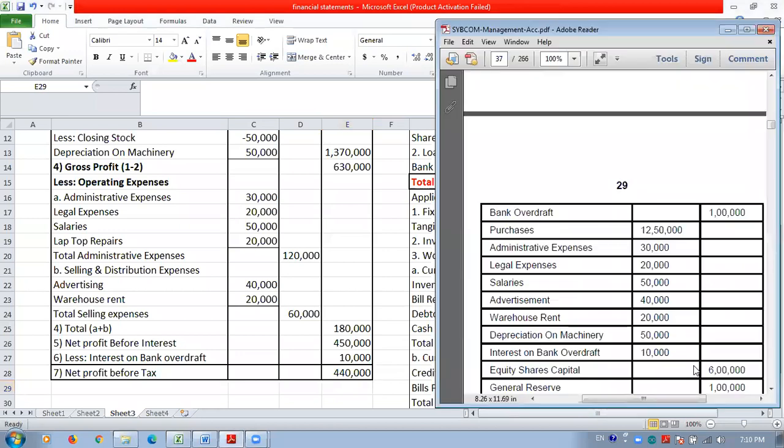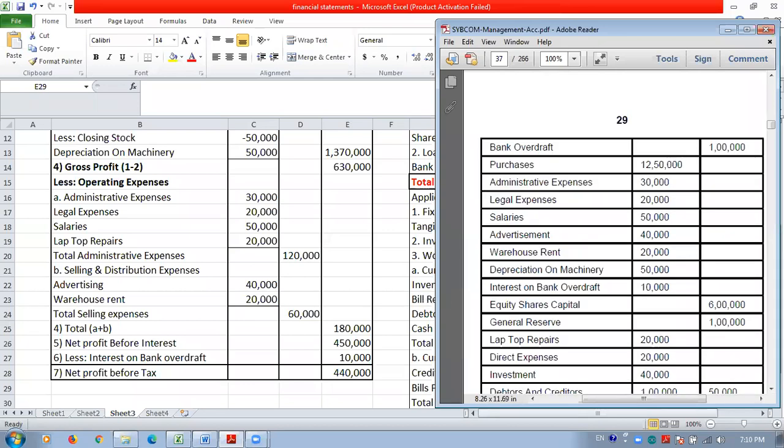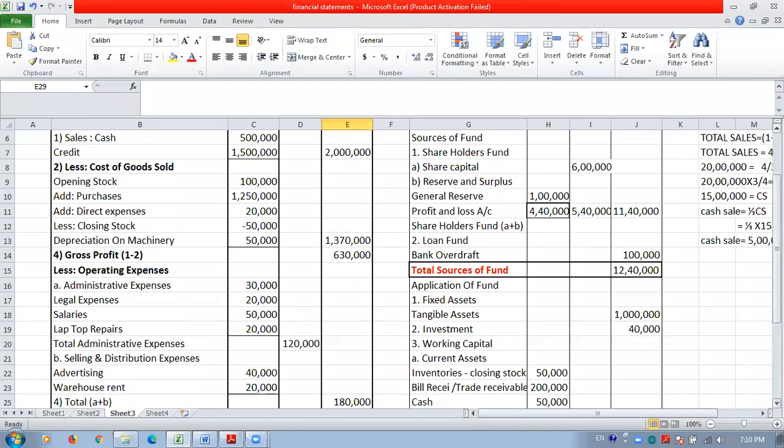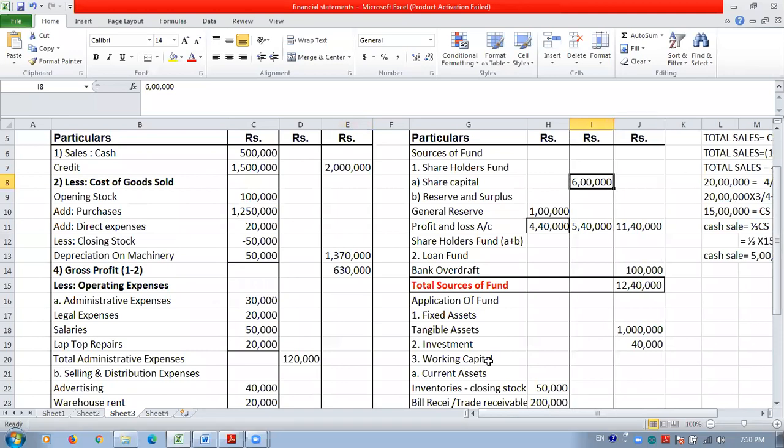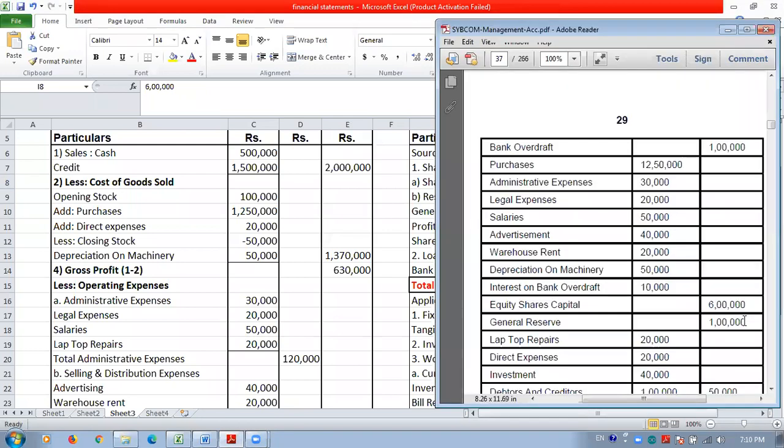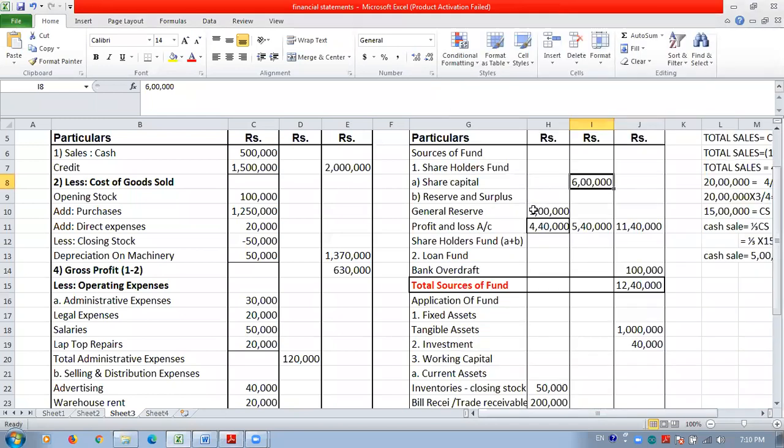Next item is your equity share capital, 6 lakh. So this obviously appears in the balance sheet, right? So it is stated here, share capital 6 lakhs. Okay. Then the next item is 1 lakh general reserve. So it also appears in the balance sheet under the reserves and surplus head, general reserve 1 lakh.